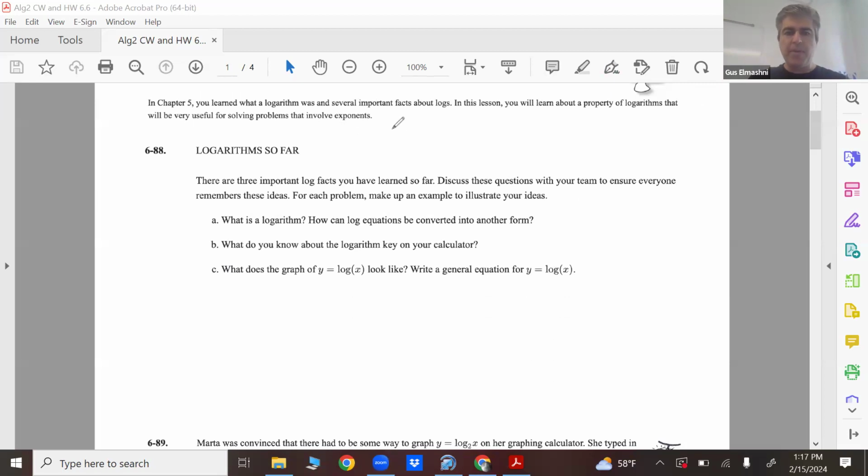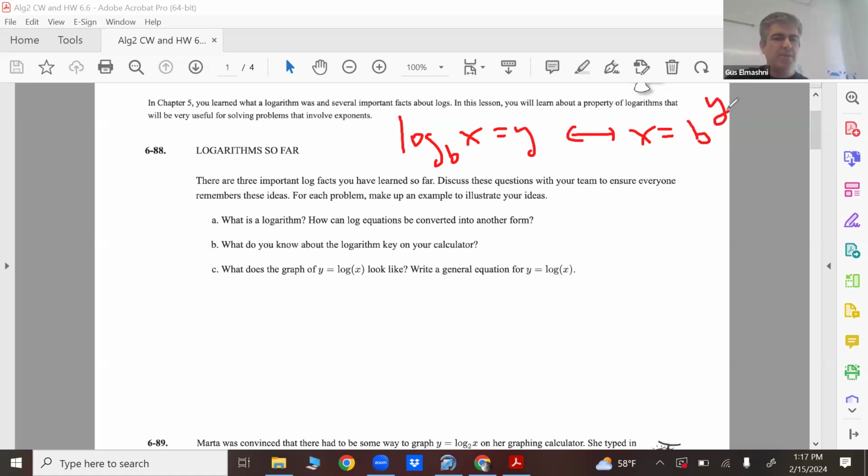Well, here's what you've learned about logs. You've seen this, and you know it's the same thing as saying this. I don't know why it says 3 important log facts. I'm a little confused with that. What are the 3? But you know that's important, right? So I'll give you a good example.